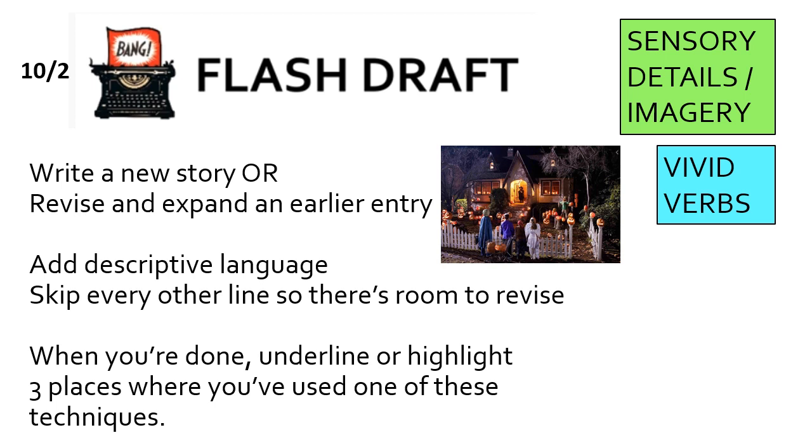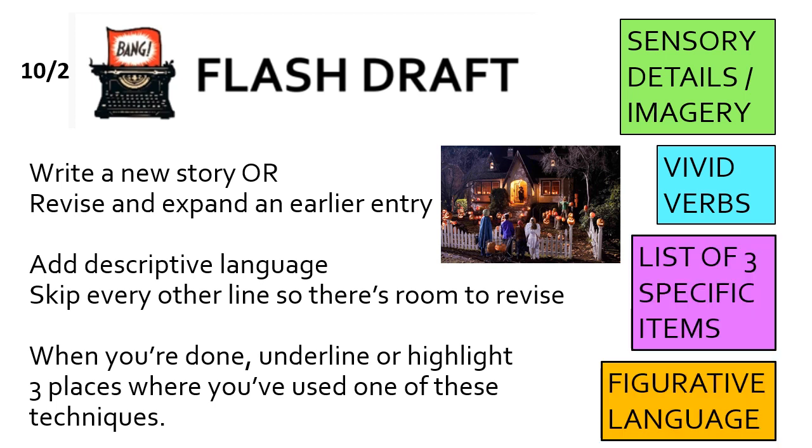You might want to skip every other line so that there's room to revise. And when you're done, underline or highlight 3 places where you've used one of these techniques: sensory details and imagery, or vivid verbs. If you want to do the extension and the challenge, there's a separate video that talks about these 2 techniques, list of 3 specific items and figurative language, and you're welcome to use those as well. I'd love to see that.